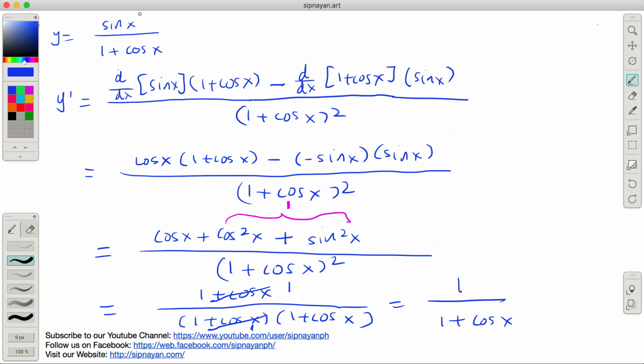So, ang derivative ng y equals sine x over 1 plus cosine x, ang derivative niya ay y prime is equal to 1 over 1 plus cosine x. Ito yung kanyang derivative. Ito yung sagot natin. Okay, so huwag niyo kalimutan na yung derivative ay slope siya ng function.